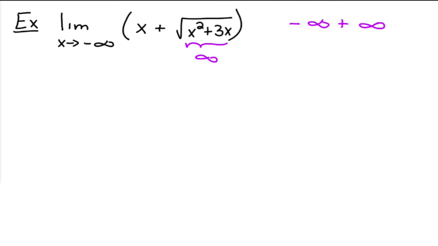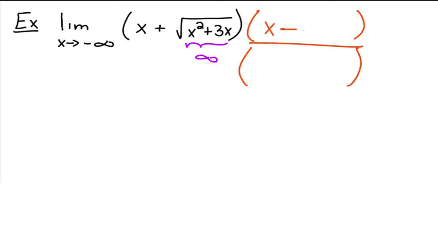Now, the first thing you want to do, let me erase this, in this case, we need to turn this into a fraction so that we can use our general strategy. To turn this into a fraction, we're going to multiply top and bottom by the conjugate. So we're going to rationalize this guy. We'll multiply by the conjugate, x minus the square root of x squared plus 3x.